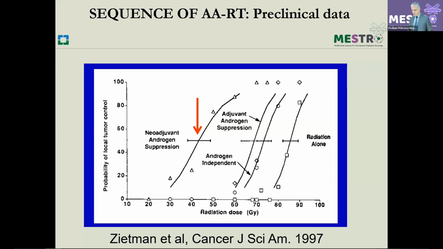Look at the dose reduction that you need to get the same amount of tumor controlled, from about 80 gray to 40 gray, almost half. In between, you have different adjuvant androgen suppression or androgen independent, and we will talk about it later.